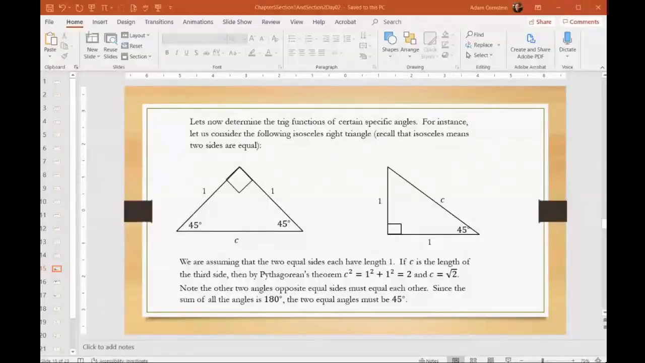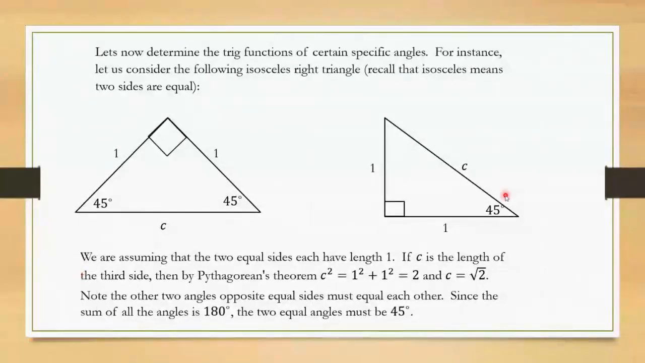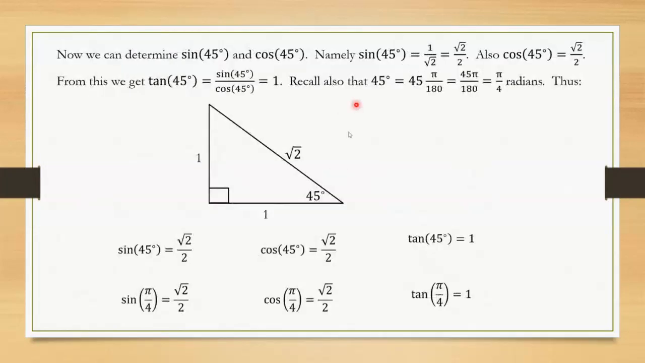Basically, through this, we can now see what sine and cosine of 45 degrees are, right? You have a right triangle that has an angle of 45 degrees, and we know all the side lengths. So now we can get all the trig functions at 45 degrees, and that's what I'm doing here.